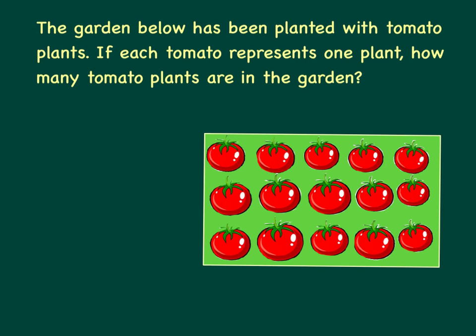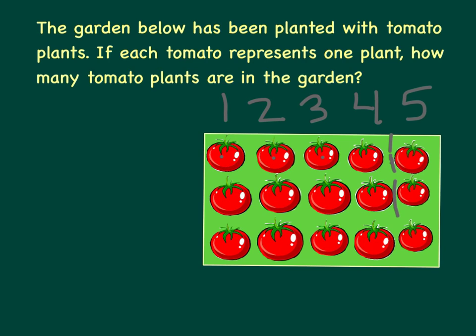Alright, now this last problem, it's just one that I added in because I thought it was kind of fun. The garden below has been planted with tomato plants, and if each tomato represents 1 plant, how many tomato plants are in the garden? Now we could go through and count these one by one, but we're not going to. Instead, we're going to look at these as how many groups do we have of how many tomato plants. And how we can figure that is we have 1, 2, 3, 4, 5 columns.